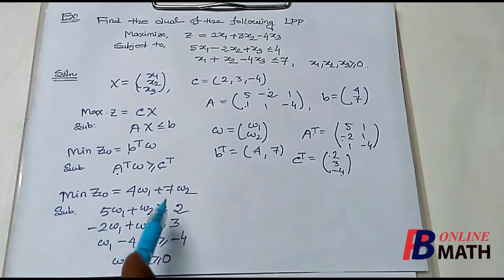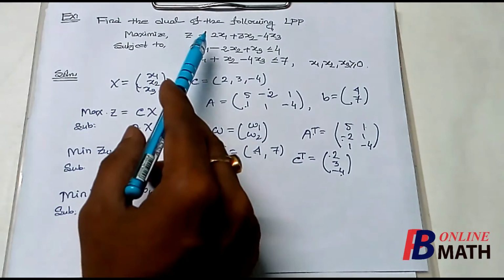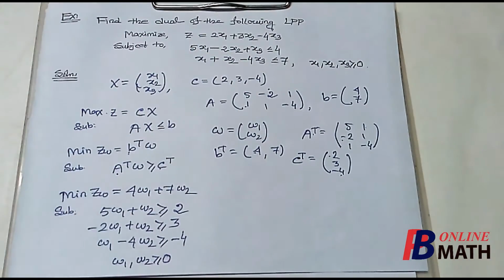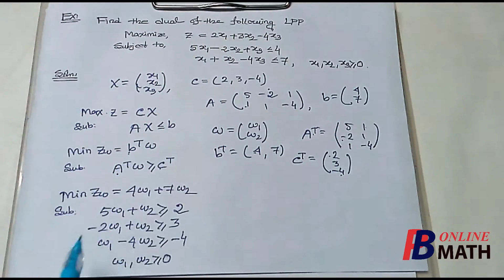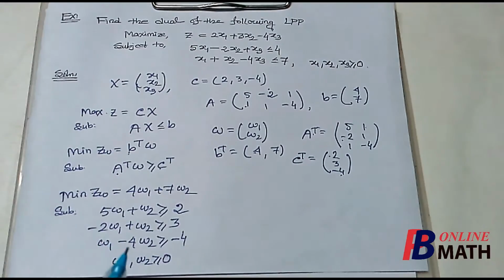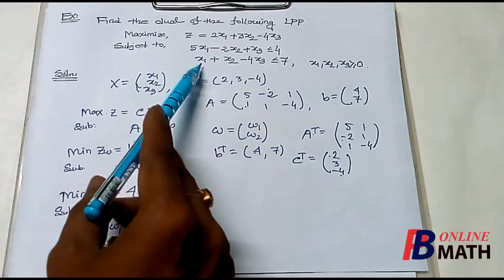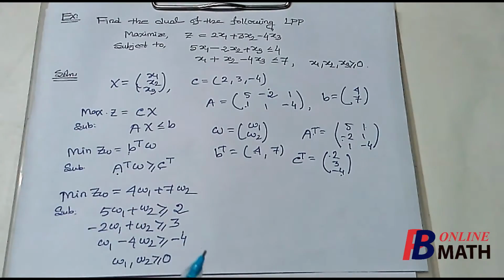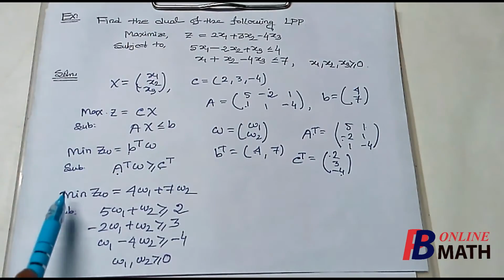Now we can directly find this dual without introducing the matrix form. To find the dual of this primal problem, we know that the number of constraints of the primal will be the number of variables in the dual, and the number of variables in the primal will be the number of constraints in the dual. Since this primal problem has only two constraints, the dual problem will have only two variables, omega 1 and omega 2. Since the primal problem is maximization type, the dual problem will be minimization type.